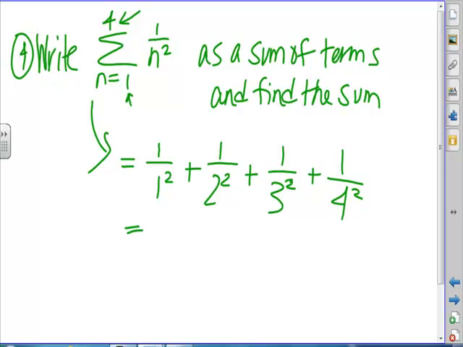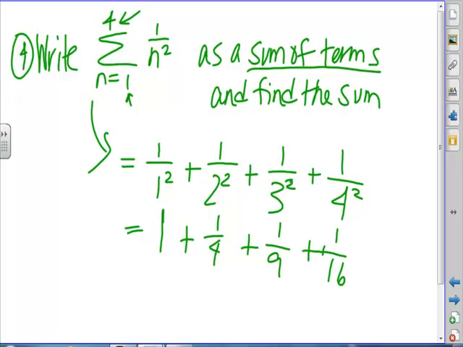So to write this as a sum of terms, I would just clean this up probably and write 1 plus 1/4 plus 1/9 plus 1/16. And then it asks you to find the sum, which you can just use your calculator. Comes out to be 205 over 144, I do believe, as a simplified fraction.